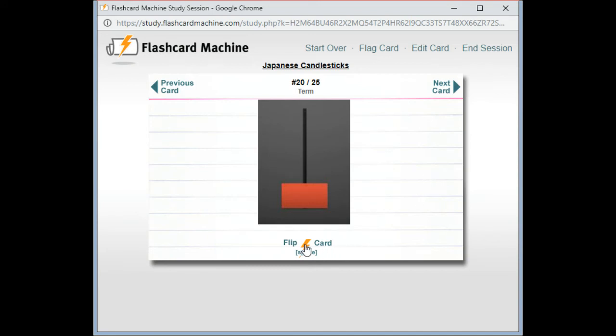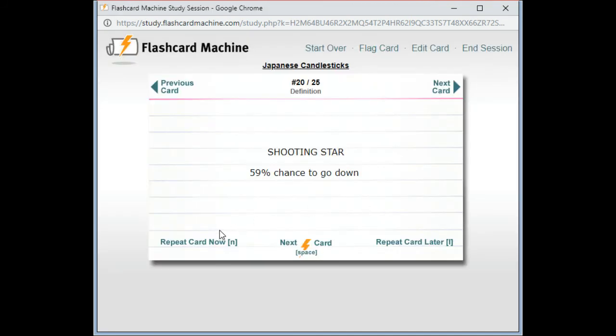This one looks very similar to the other one, except this would be at the top of an uptrend. Shooting star. So when you're going up and you see one of these, 59% chance to go down.